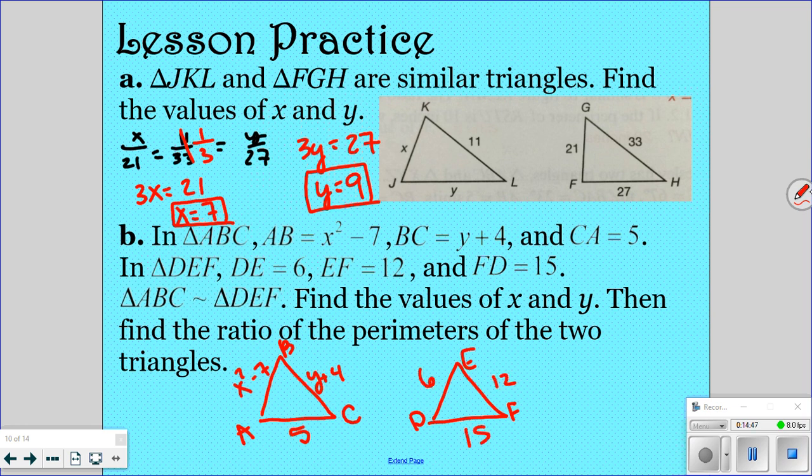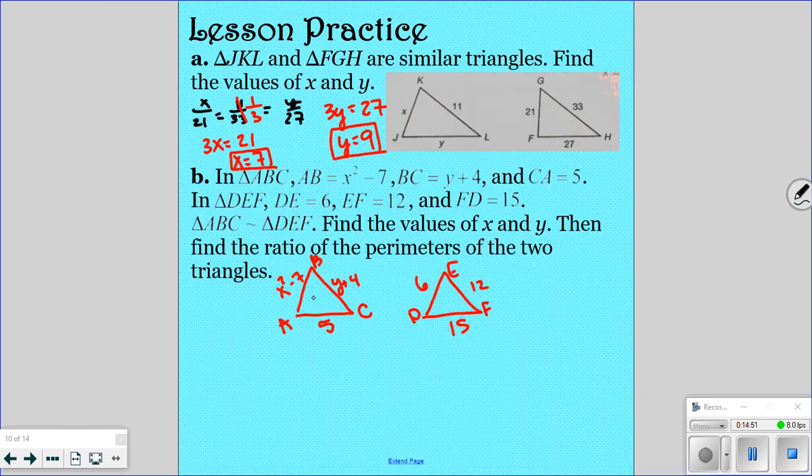Okay, so that's the information they tell you. And then from here, we can set up ratios. One ratio would be 5 to 15, which is 1 over 3. And then (x squared minus 7) over 6, and then (y plus 4) over 12. So if you cross multiply, you'll get 3x squared minus 21 equals 6.